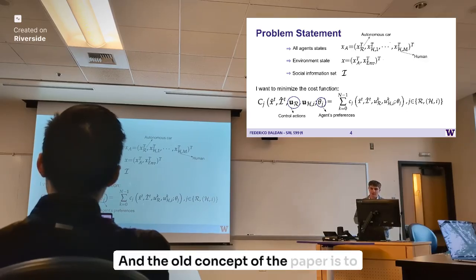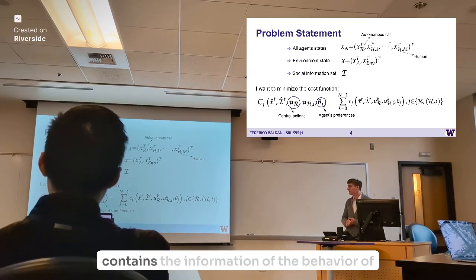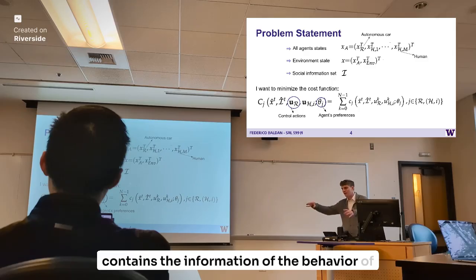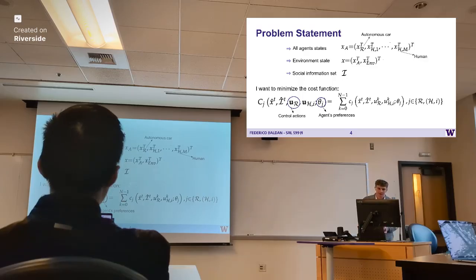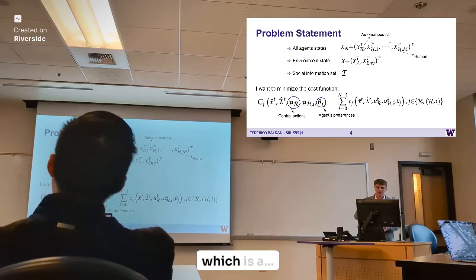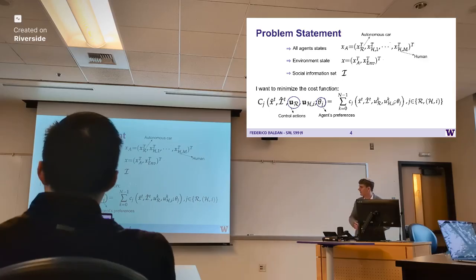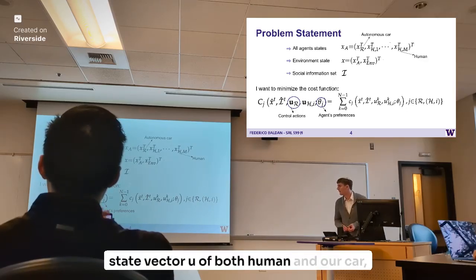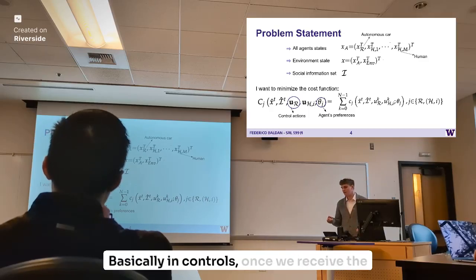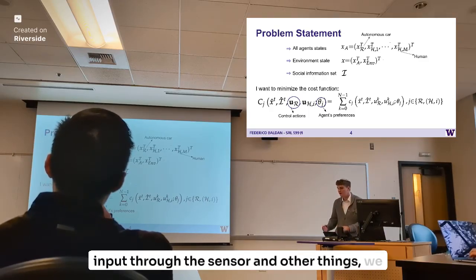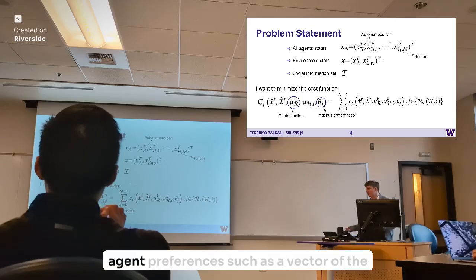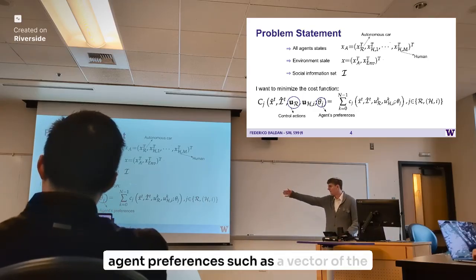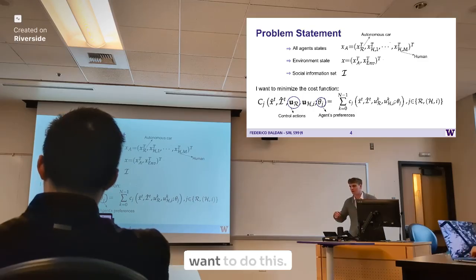And the whole concept of the paper is to introduce a social information set I, which contains the information of the behavior of the other agents around us, such as are the people going slow, are they driving aggressively or not. And of course, this is a minimization problem. We want to minimize the control function and find an optimal, which will be given by the state vector U of both human and our car, which are the control actions. Basically, in controls, once we receive the input through the sensors and other things, we can give an output based on the state that we just observed. And agent preferences, such as it's like a vector of the weights of the system. Like, we do want to be more safe, we want to do this.